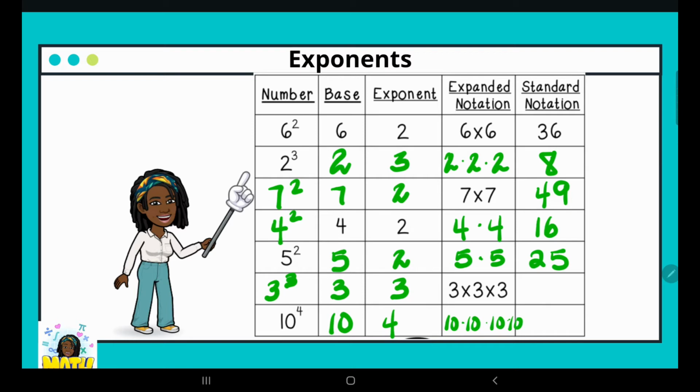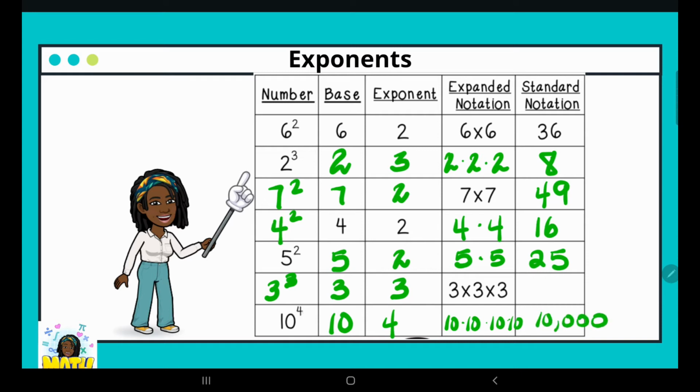The good thing about when we have a base of 10 is that we can just actually add the number of zeros that's being multiplied. So 10 times 10 is 100, so I have 2 zeros. 100 times 10 is 1,000, I have 3 zeros, and 1,000 times 10 is 10,000, which gives me 4 zeros.